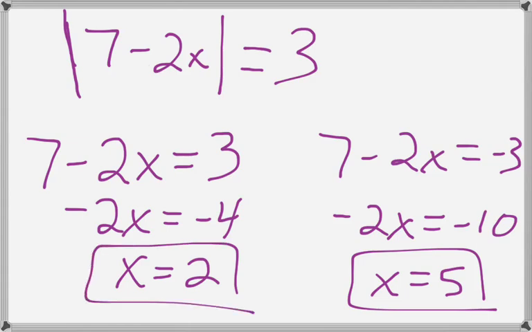If you substitute 2 for x, you get inside there 7 minus 4, so absolute value 3, which is equal to 3. And if you substitute 5 for x, you have 7 minus 10, which is negative 3, and the absolute value of negative 3 is 3. So a lot of times we get two solutions when we're solving these type of equations.